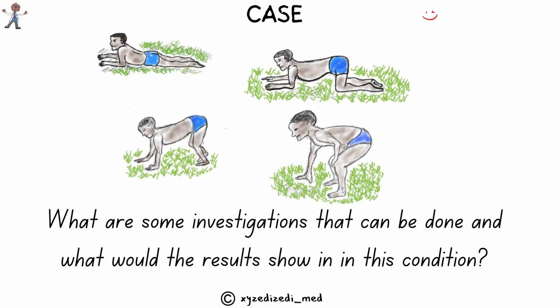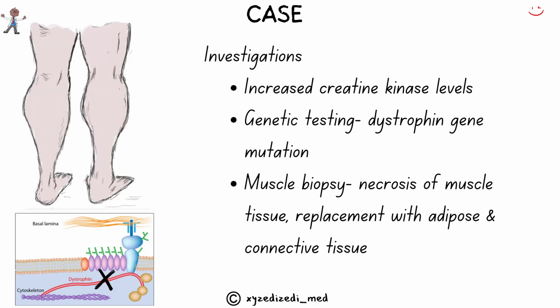What are some investigations that can be done and what would the results show in this condition? Pause here and answer the question. You could investigate increased creatine kinase levels. You could conduct genetic testing for the dystrophin gene mutation, or you can conduct a muscle biopsy to investigate the necrosis of muscle tissue and its replacement with adipose and connective tissue.